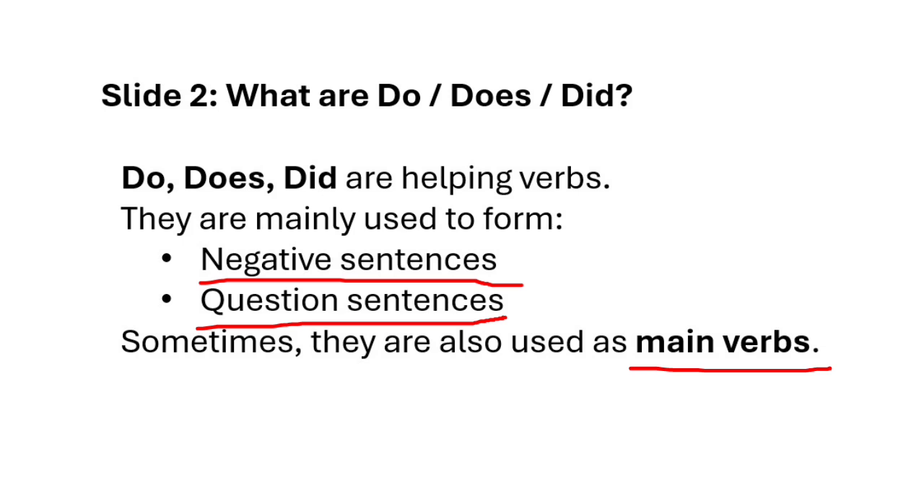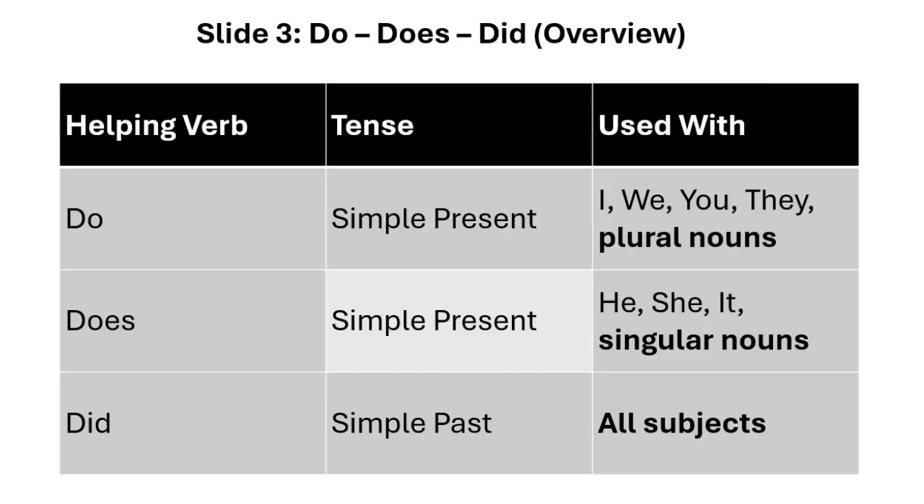We will see those examples, but in majority cases we use do, does, did in negative sentences and in question sentences. In this video, after some time, you will see how to use that and how do we use that. Now let's see differences between do, does and did.